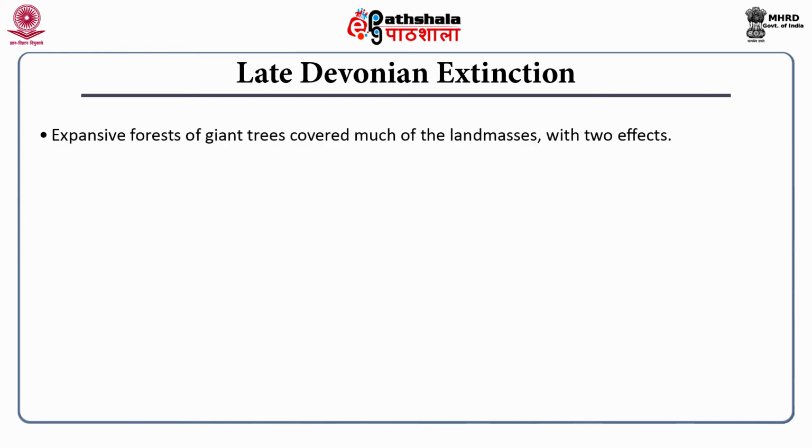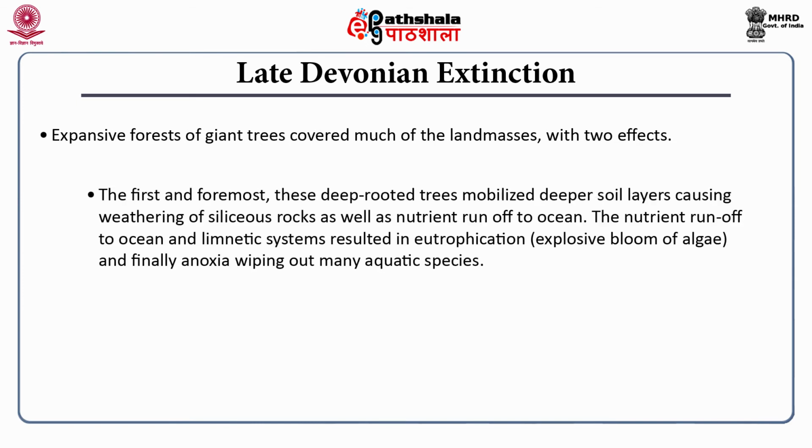So, expansive forests of giant trees covered much of the land masses during the Devonian period. What are the effects of this expansive forest covering the Earth during the Devonian period? First and foremost, these deep-rooted trees mobilized deeper soil layers, causing the weathering of siliceous rocks as well as nutrient runoff to the ocean.